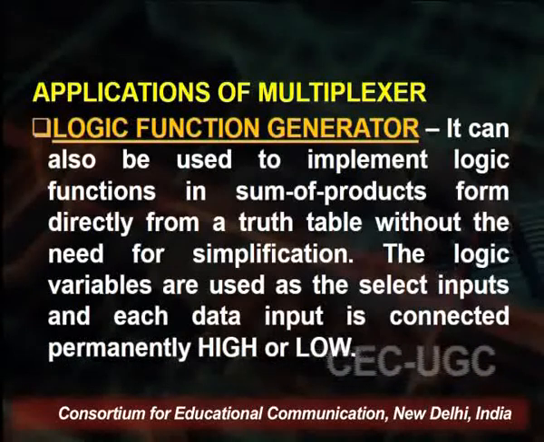The logic variables are used as the select inputs, and each data input is connected permanently to either a high value or a low value. In the previous case, we had high values for 1, 2, 4, 7, but for 0, 3, 5, 6, we did not have a value. So those terminals are to be connected to the low, that is the ground connection, and for 1, 2, 4, 7, they are to be connected to the high value, that is plus 5 V VCC. So one can generate a logic function as and when required with the help of a multiplexer.